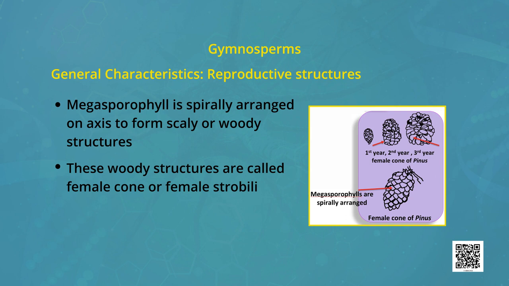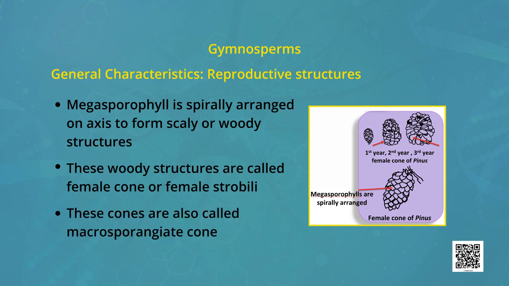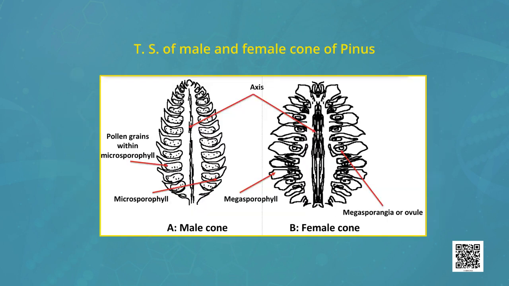As megaspores are present on sporophylls, these cones are also called megasporangiate cones. In Pinus, the cones take 3 years to mature. In the picture, you can see all 3 types of cones depending upon their age. The diagrams A and B show the transverse section of the male and female cones of Pinus respectively. You can see the axis where microsporophylls and megasporophylls are arranged on the central axis. Pollen grains are present on microsporophylls and ovules are present on megasporophylls.